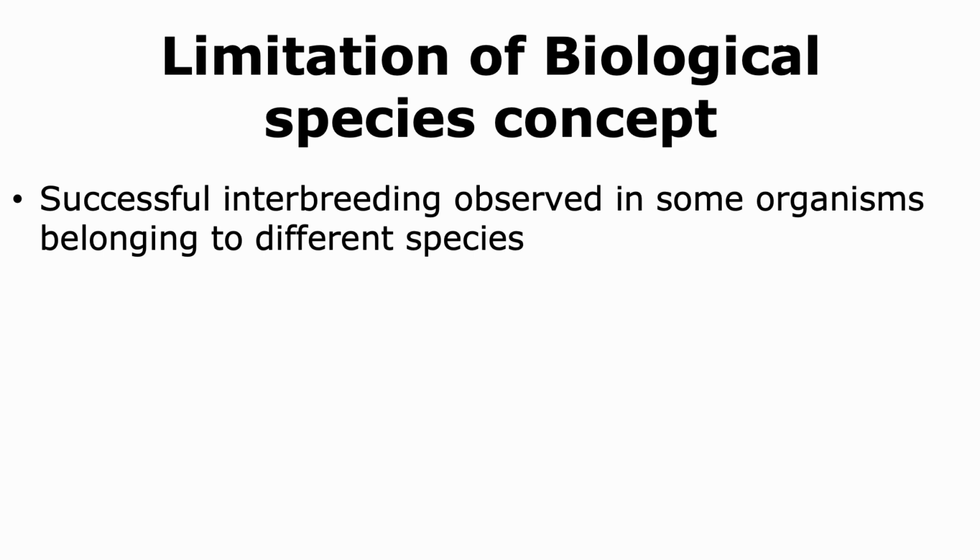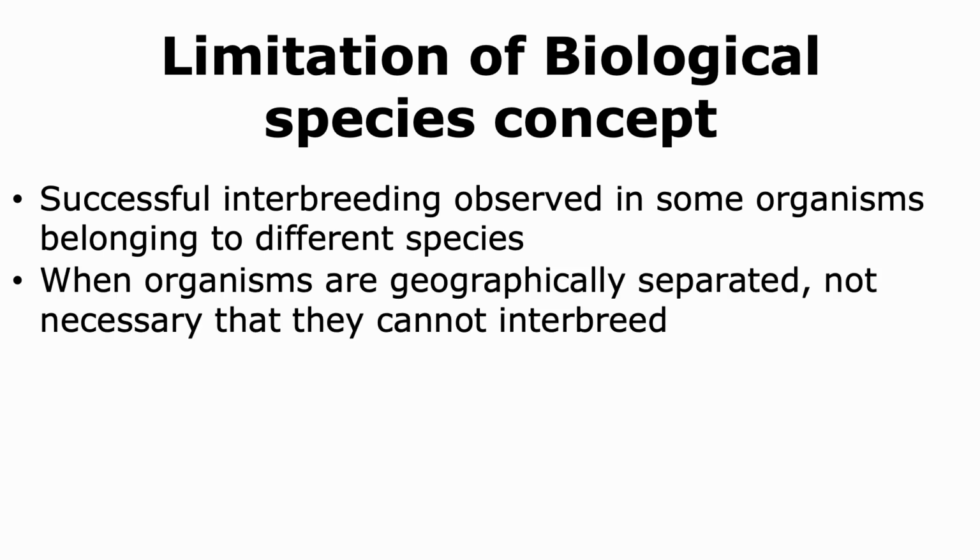The biological species concept emphasizes the ability of members of one species to breed with one another, but not with the members of other species. This emphasis on breeding results in some limitations of the biological species concept. For example, scientists have observed successful interbreeding in some organisms that have been assigned to different species.